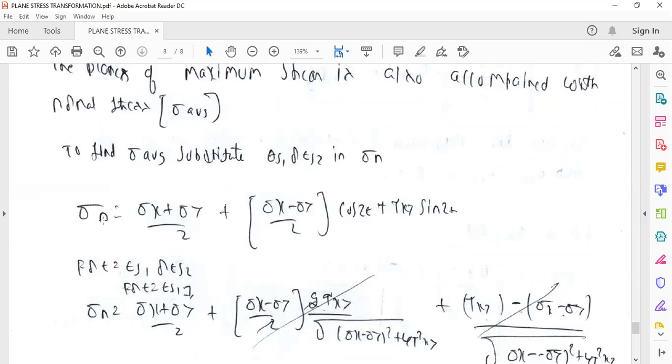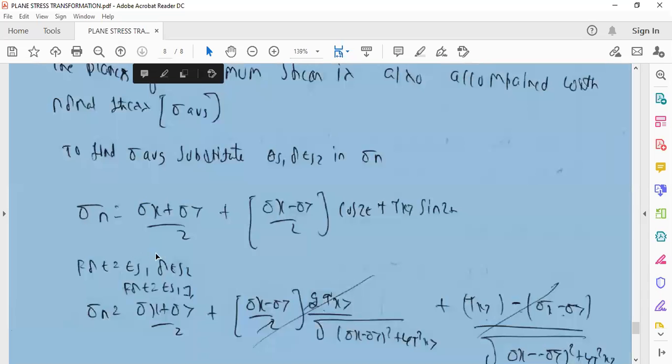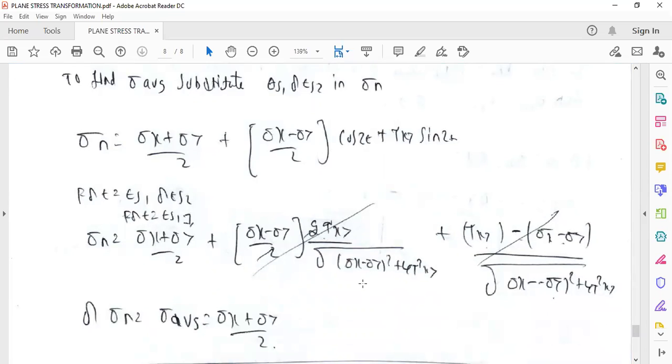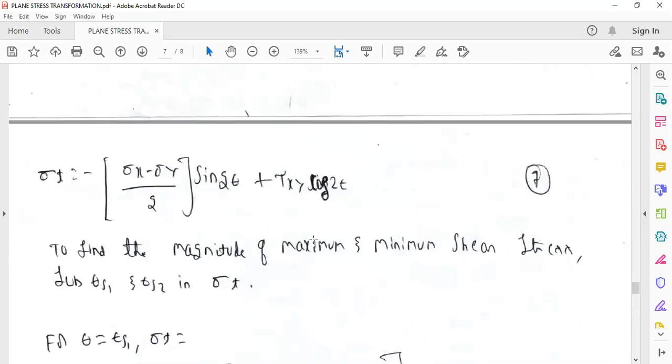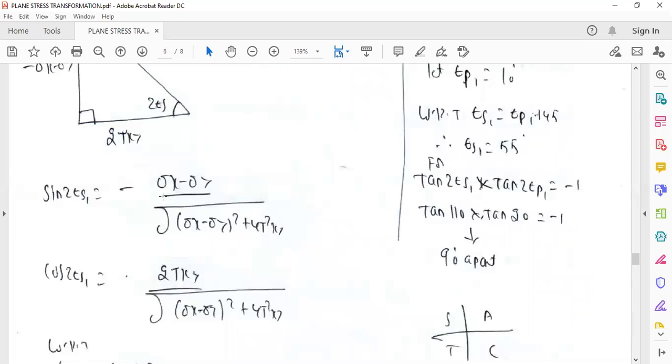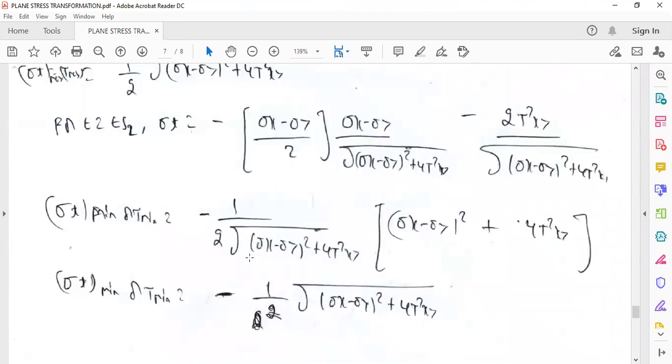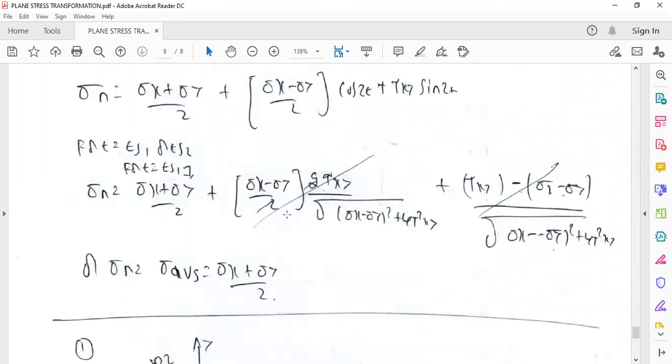So in order to find the normal stress, I want to substitute into the normal stress expression only, where we have to substitute theta s1 and theta s2, the planes of maximum shear stress. So I will be substituting theta s1, which is given by sigma x minus sigma y over 2, square root of (sigma x minus sigma y) squared plus 4 tau xy squared, plus 2 tau xy, so this 2 tau xy term. I substitute this. Okay. Minus sigma x cos 2 theta.